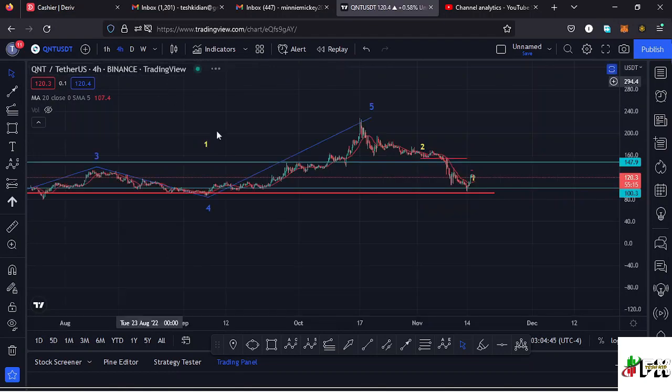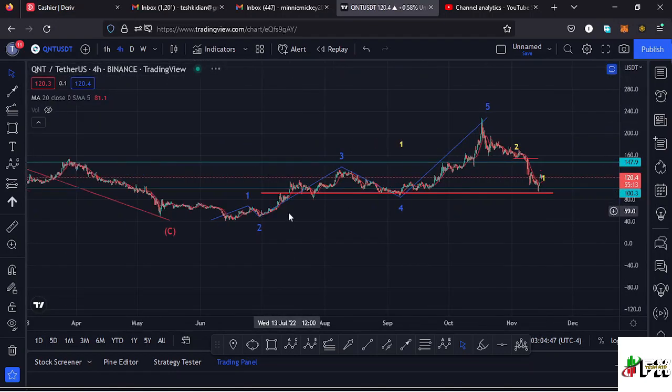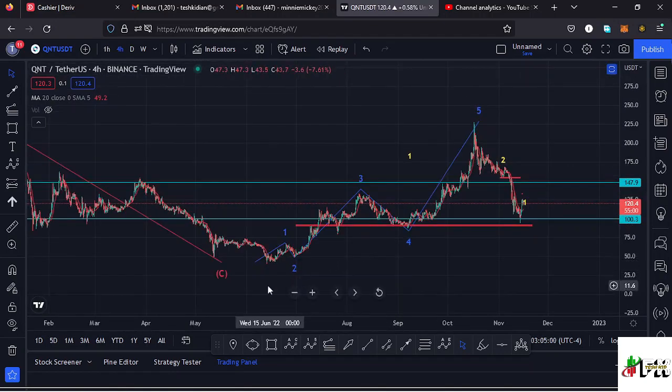If I jump to the 4-hour chart for further analysis, here you can see I have this Elliott wave structure in blue, where we have seen the formation of a first wave, then a wave 2, a wave 3, a wave 4, and then continued pushing high in the formation of a wave 5, making our peak at around the $228 mark.